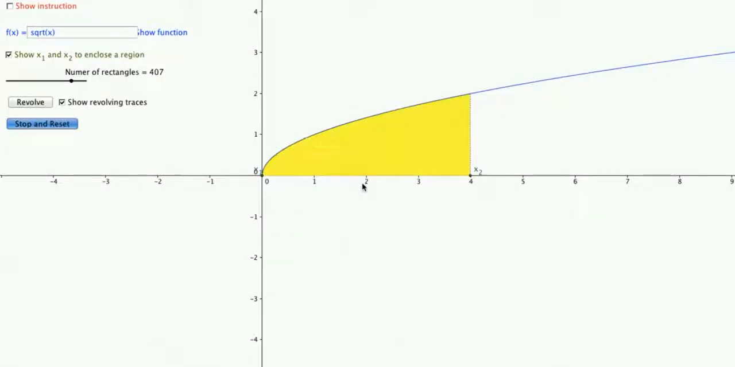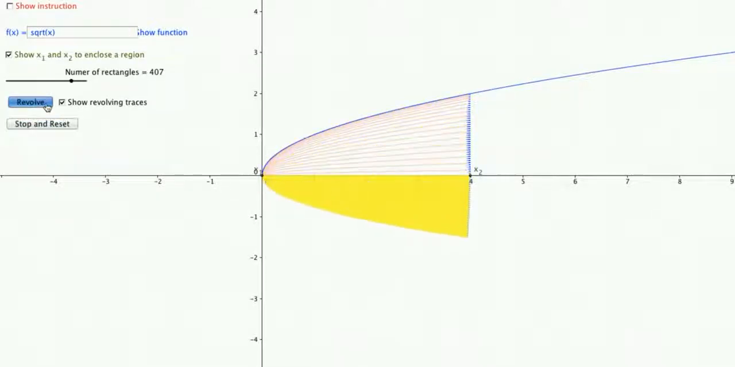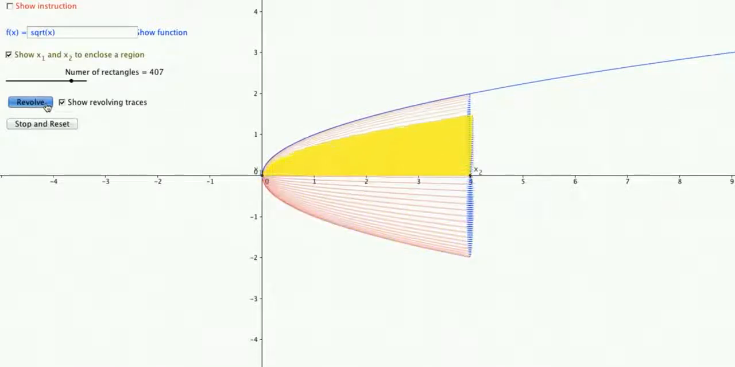Here is another quick little example, just so you can see another one of these things unfolding. This is f of x equals the square root of x. x equals 4 and the x-axis as boundaries, and we're going to again spin this thing around the x-axis. And so if I revolve it, there's the solid.